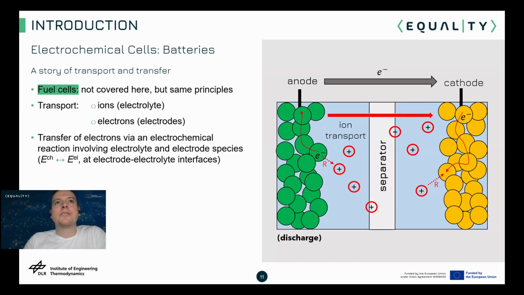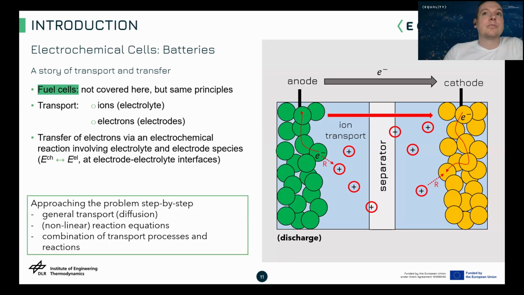And the transport of these ions is dominated by many different influences, for example, diffusion, electromigration, and convection. In order to be able to solve these on a quantum computer, we used a step-by-step approach in order to solve the whole battery model in the end on the quantum computer.